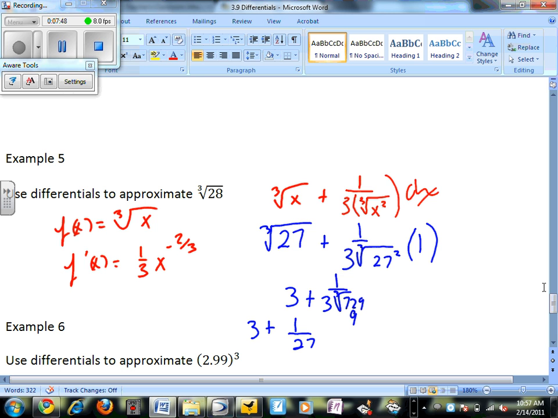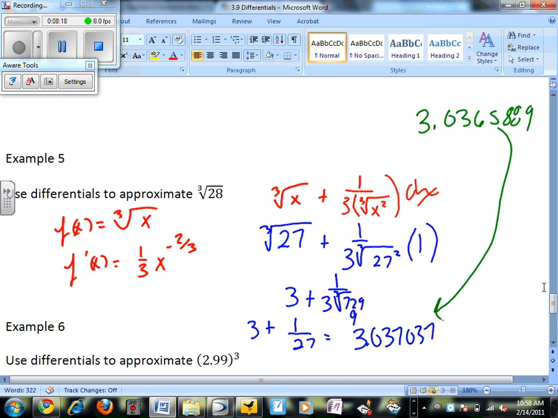When I figure this out, 1 divided by 27 in your calculator is 0.037, and it keeps repeating like that. So this equals 3.037. If I were to go ahead and take the cubed root of 28, this is what my calculator says, 3.0365889. That's pretty darn close, all the way up until here. So just showing you the power of differentials here a little bit.